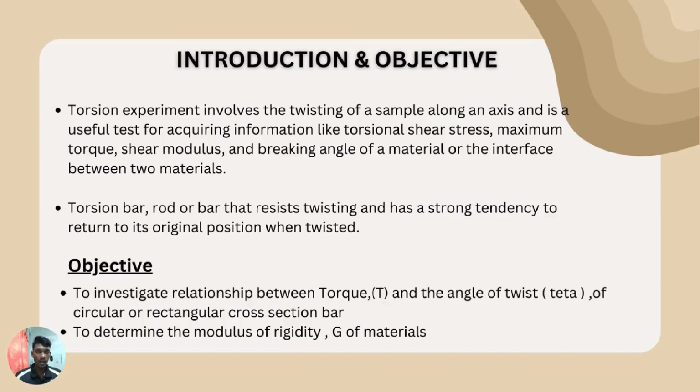A torsion bar is a rod or bar that resists twisting and has a strong tendency to return to its original position when twisted. The main objective of this experiment is to investigate the relationship between torque and the angle of twist theta of a circular or rectangular cross-section bar. Another objective is to determine the modulus of rigidity of materials.